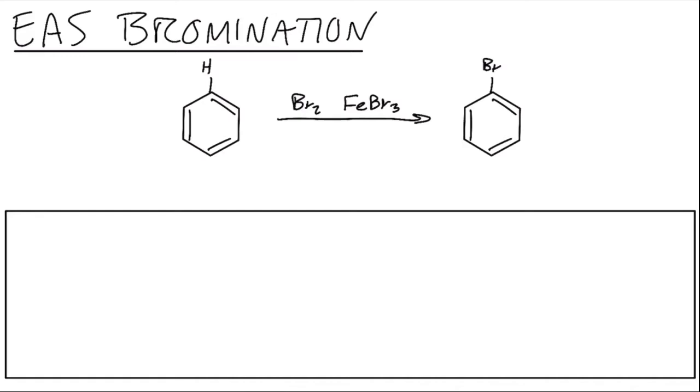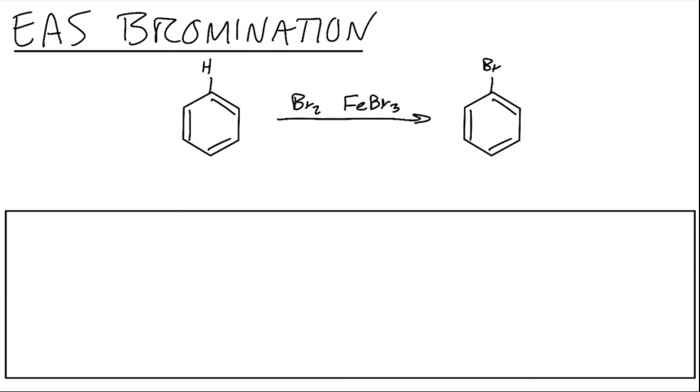So here's our overall scheme. We start with a benzene ring here. I've drawn on one of those hydrogens just to show that that is what is going to be substituted out at the end. We don't have that hydrogen anymore; we have a bromine atom. And it makes sense that we're going to get a bromine atom here because we're treating this with Br2, that's elemental bromine, and this other thing, FeBr3. So that's kind of different and weird.